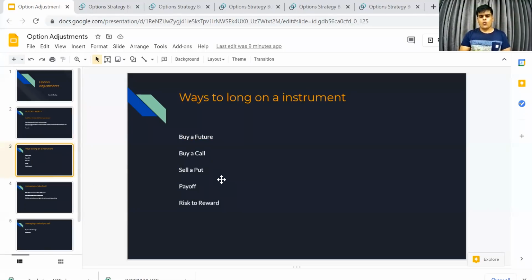Now, what are the ways if you want to go long on an instrument? I'll be discussing all adjustments from a long perspective. You can do a similar thing on the short side also, so it's self-explanatory. I'll discuss from a long perspective. So what are the ways to go long on an instrument? You buy a future, you buy a call, or you sell a put.